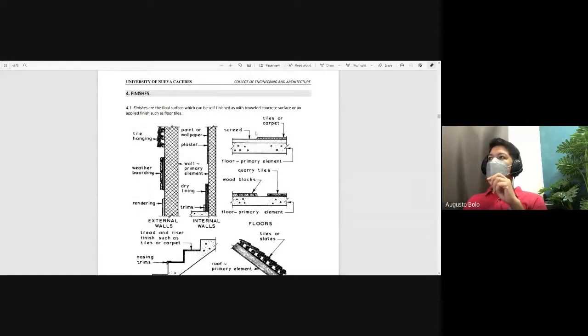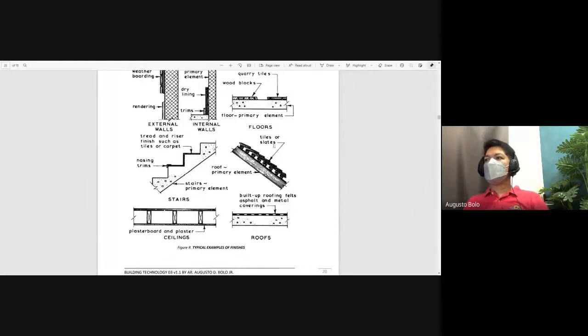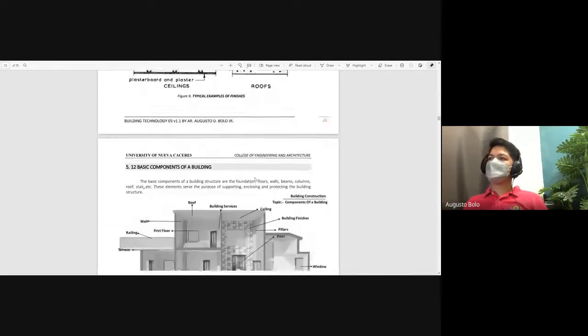Carpet is also secondary. Primary element is of course yung mismong floor slab mo. Secondary element is yung tiles or the wood. And then pag nagpatong ka pa ng carpet, it becomes a tertiary element, add-on siya on your finishes. Stairs, roofs, slate types, different types of roofing are also finishes.